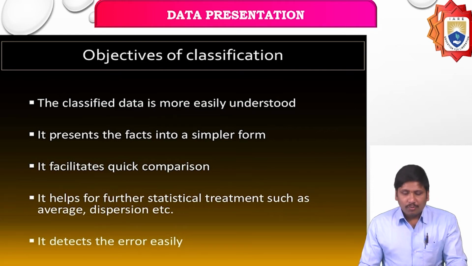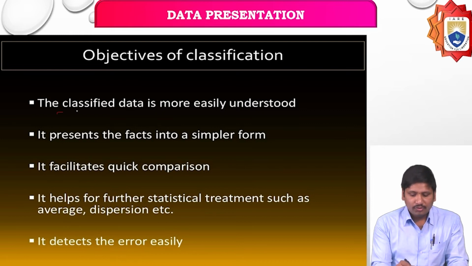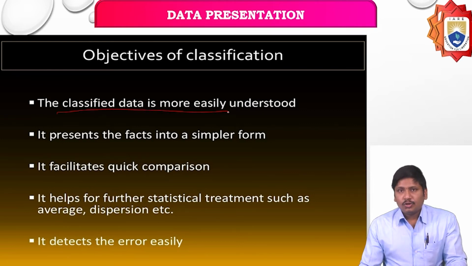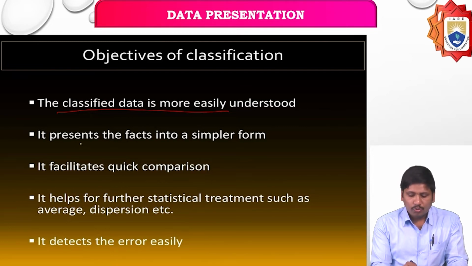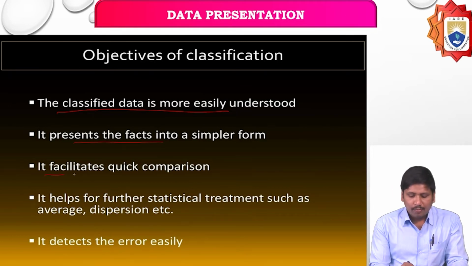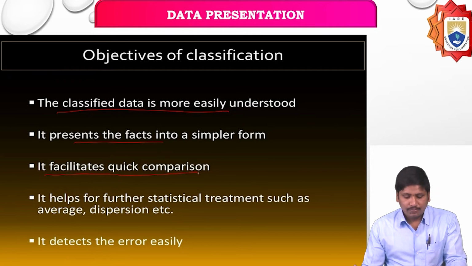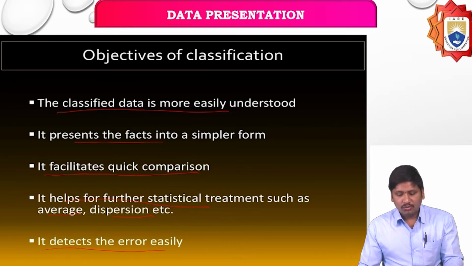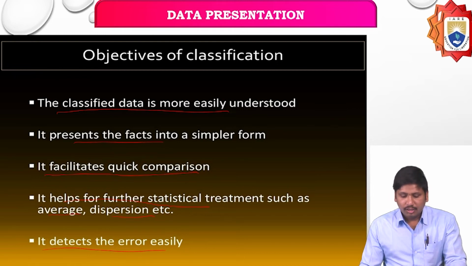Next, we're going to see the objectives of classification. The data is to be classified in different ways so that it can be easily understood. This presents the facts in a simpler form, facilitates quick comparison, helps with statistical treatment such as average, dispersion, etc., and can also detect errors easily. So these are the objectives of data classification.